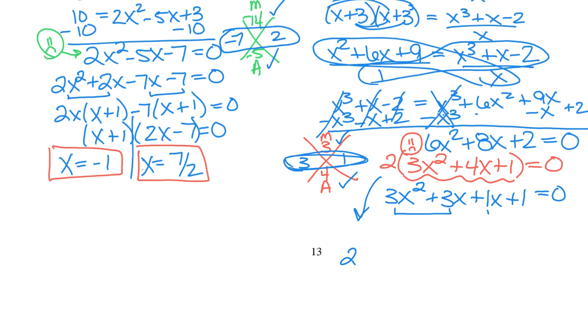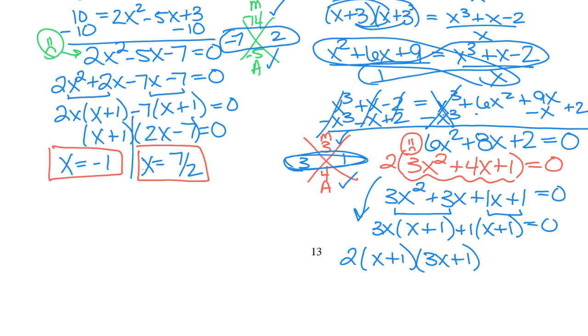Okay, group the first 2, group the last 2. Out of the first group, we can pull out 3x and be left with x plus 1. All right, out of the second group, we can pull out a positive 1 and be left with x plus 1. And so x plus 1 is actually our second factor, because 2 is our greatest common factor, the first factor that we dropped down, okay, and the 3x plus 1, and we're still equal to 0. Okay? So now that we've factored, we can go ahead and solve.